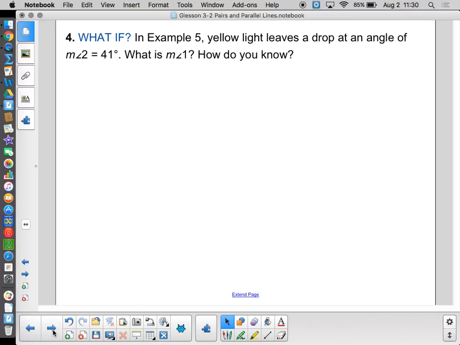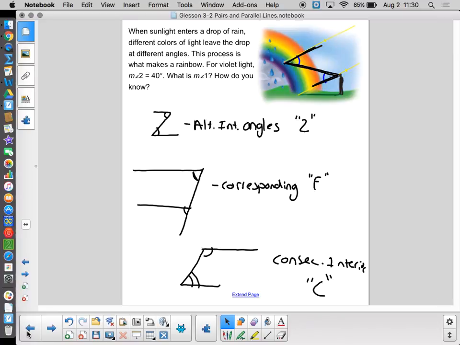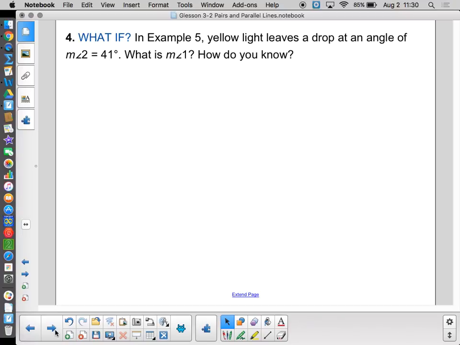Okay, and again, what do we notice about these angles? We really didn't answer the question, but it's a Z. They're alternate interior angles. They have to be congruent. Measure of angle 2 is 40 degrees. Measure of angle 1 also has to be 40 degrees because they're alternate interior angles. Again, because they are alternate interior angles, parallel lines crossed by a transversal, the alternate interior angles are congruent.